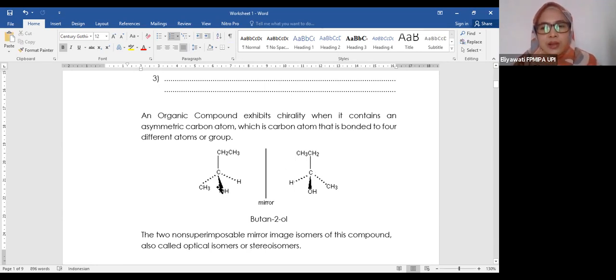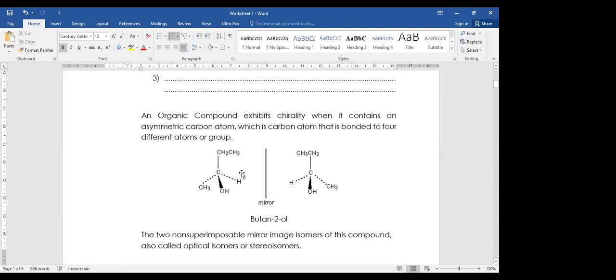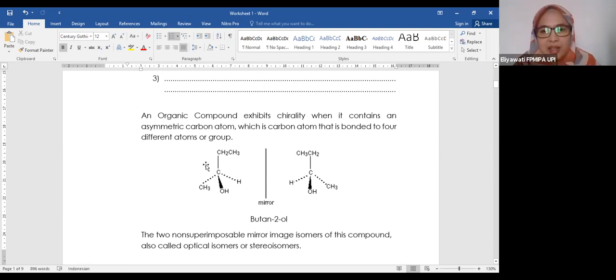When the compound can see its reflection, maksudnya dapat bercermin, ketika bercermin dia bisa melihat dirinya. Nah, it is called optical isomer. How can we determine whether the substance has optical isomer? This one, the clue.